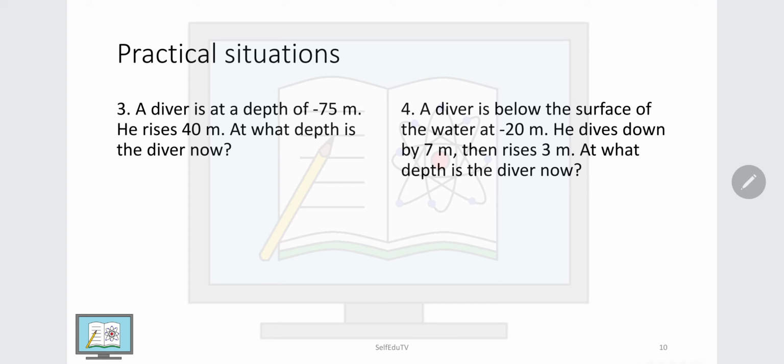Two more questions. A diver is at a depth of negative 75 meters. If you see negative 75, it means the diver is below sea level. Here's the sea level, and the diver is somewhere here. The depth is negative 75 meters. So he rises 40 meters.